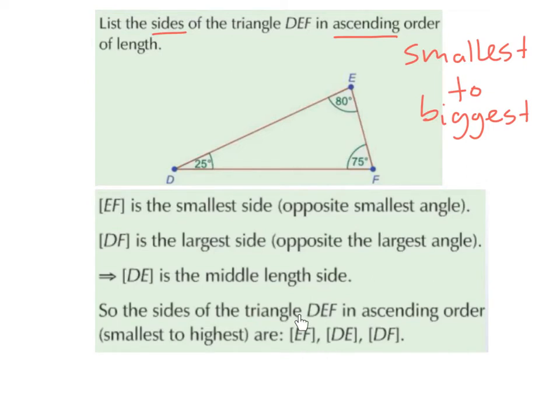So the sides of the triangle DEF in ascending order, from smallest to biggest, are EF, DE, and DF. So EF is the smallest, DE is the middle size, and DF is the largest. If the question had asked for descending order, it would mean biggest to smallest, so it would be in reverse. DF, DE, and EF.